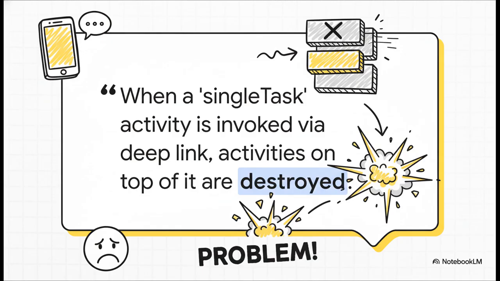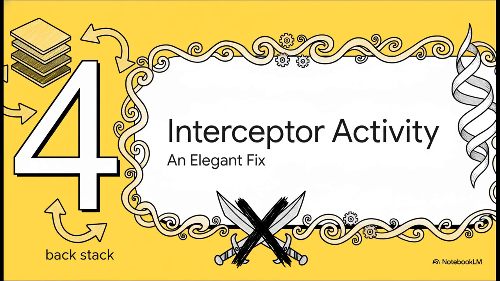So picture this. Your user is like 3 screens deep into some complicated checkout flow. They pop out of the app to check a message that has a deep link back to your app. They tap it, and poof, they're back on your home screen, their entire session just gone. That's a terrible experience. So how do we get the best of both worlds? We need to stop the dueling activities, but we absolutely cannot just blow away the user's backstack.